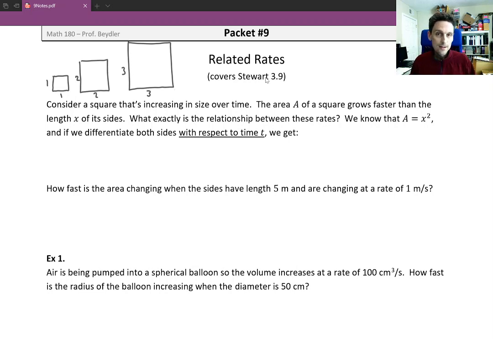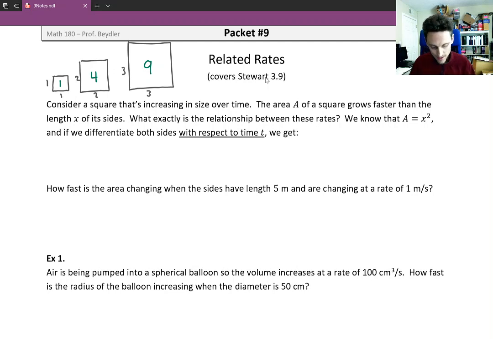Well, the areas are changing as these sides are changing, or in other words, the areas are changing as time is changing, right? The area of the first square would be 1 square unit. The area of the second square would be 4 square units, and then 9 square units. Notice that the areas are changing at a faster rate than the sides are changing at. So each unit of time, the sides only increase by 1, let's say, but the areas are increasing much faster than 1.